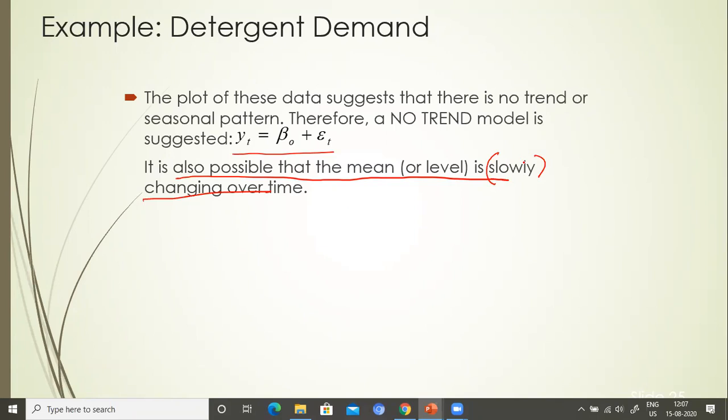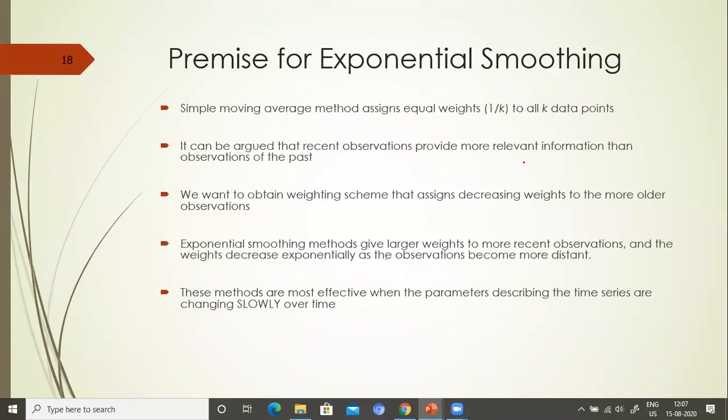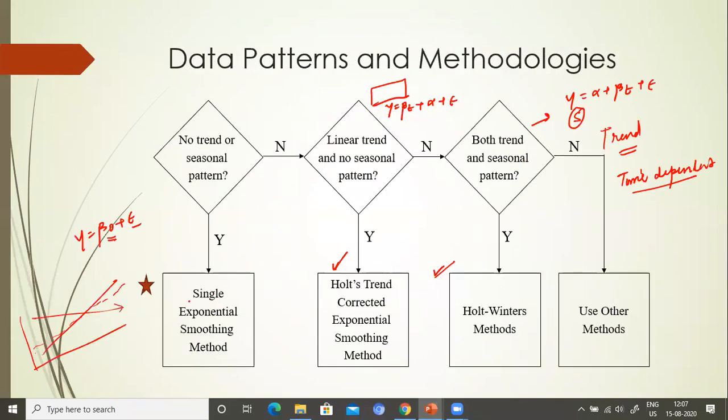So we can apply only these exponential methods, and there is no trend. Don't take away that concept. You can only apply simple exponential smoothing when there is no trend. You will apply Holt's trend corrected exponential smoothing when there is a linear trend. You will apply Holt-Winters exponential smoothing when there is both trend and seasonality. This is the flowchart you have to keep in mind.